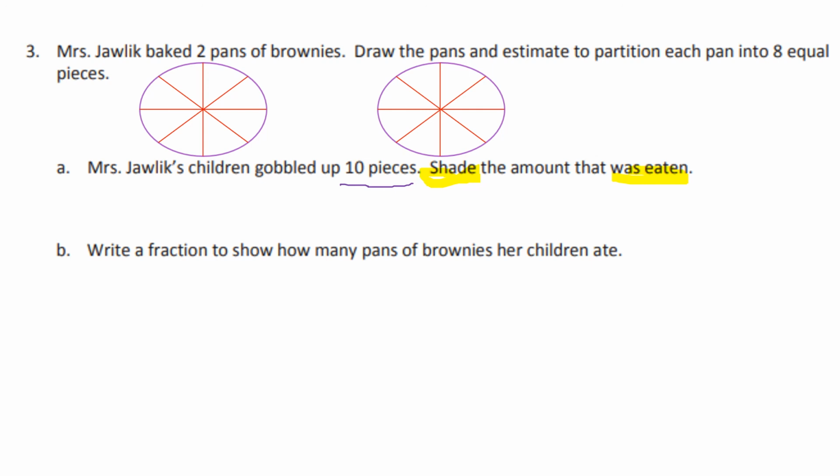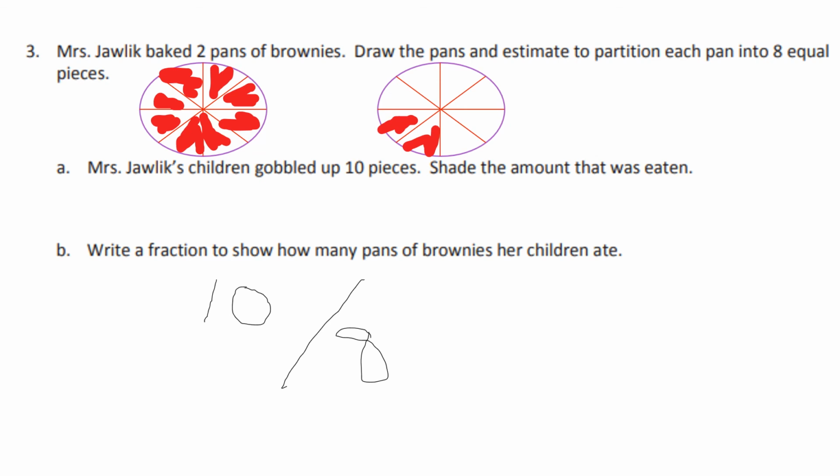All right, I'm going to go to the next slide, which is actually the answers. And this was the last problem, believe it or not. It was a quick one. So, as you see, here I shaded in those pans to make it easier to see. It said Mrs. Jolick's children gobbled up 10, shade the amount that was eaten. There it is, it's shaded in. That was a simple one. I gave you the circle. Then it said write a fraction to show how many pans of brownies her children ate. There you go. They ate 10/8 because there were 8 brownies in each pan.